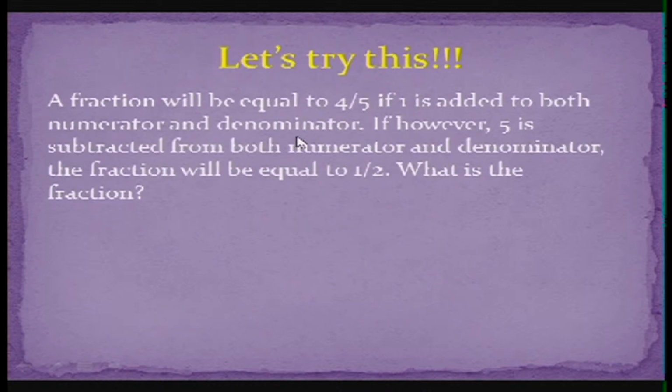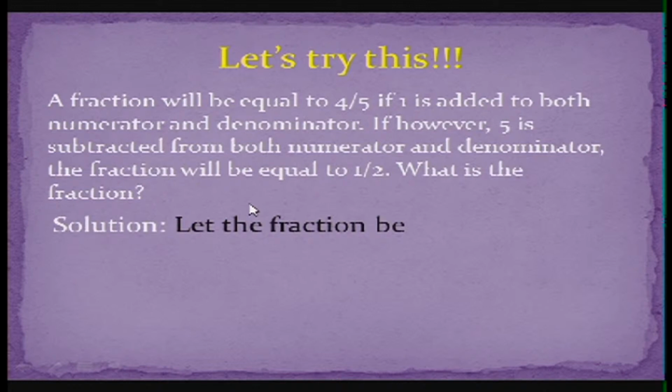Now, let us try this. A fraction will be equal to 4 by 5 if 1 is added to both numerator and denominator. If, however, 5 is subtracted from both numerator and denominator, the fraction will be equal to 1 by 2. What is the fraction? Let us try to solve this. Let the fraction be x by y. We have taken the fraction as x by y.